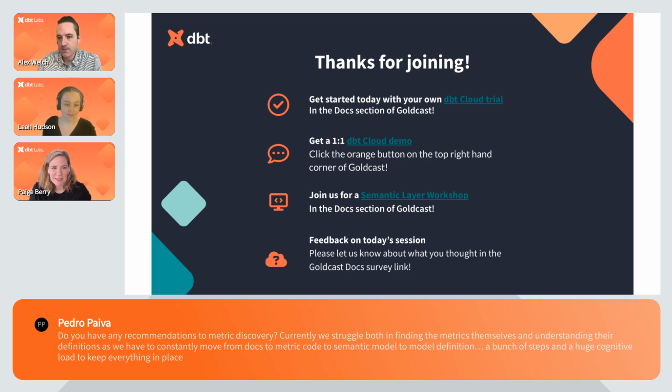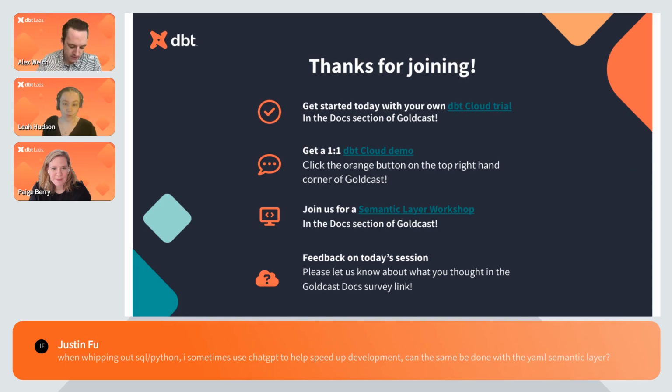All righty. When whipping out SQL or Python, I sometimes use ChatGPT to help speed up development. Can the same be done with the YAML semantic layer? What do you think, Alex? I'd be curious to know what the use case is here.